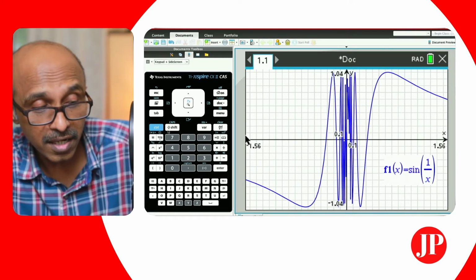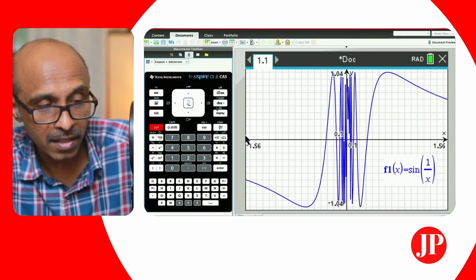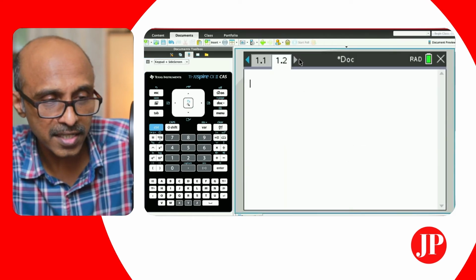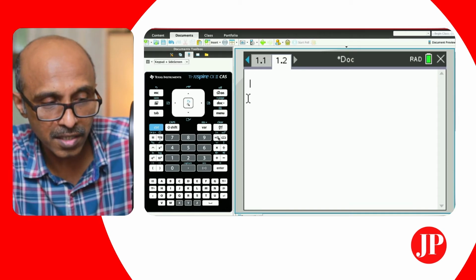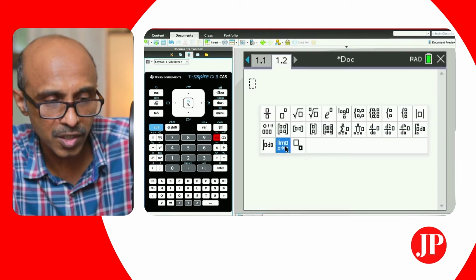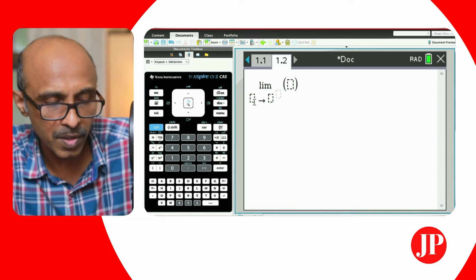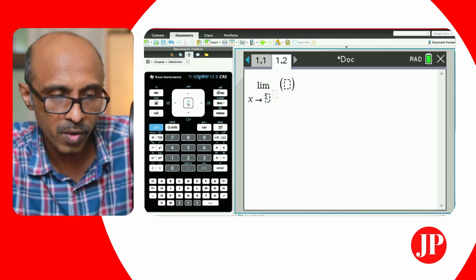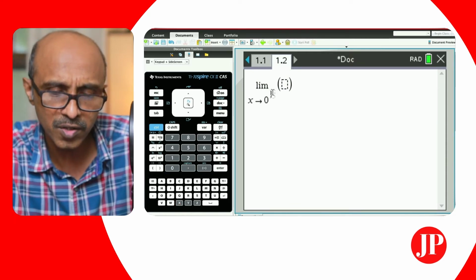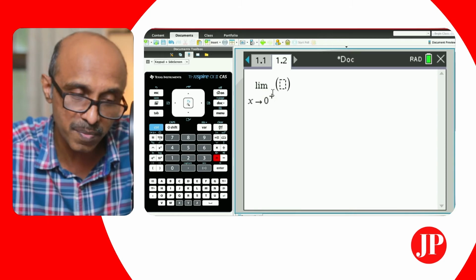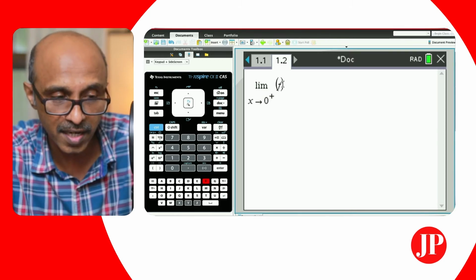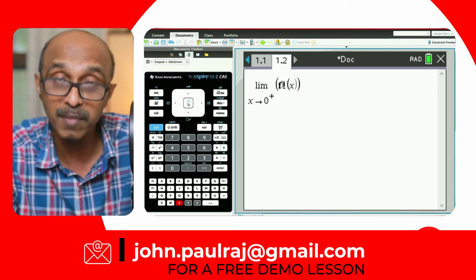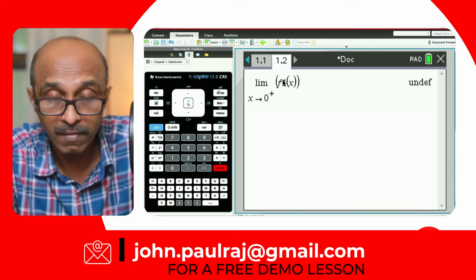I'm going to insert a calculator page, all right? This is a CAS calculator, so I can do all these fun explorations. I'm going to insert the template for the limit, which is here. And we want x approaching 0 from the right-hand side. So I'm just going to say plus. That means values of x approaching from the right-hand side. We've already defined the function on the graph page, so I can just enter f1 of x and hit enter. Watch. Undefined.